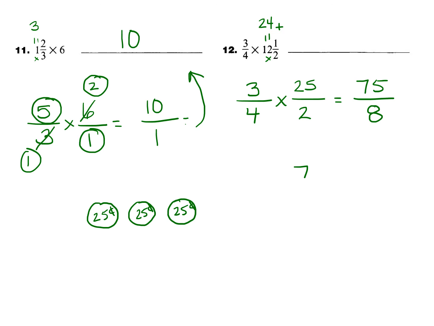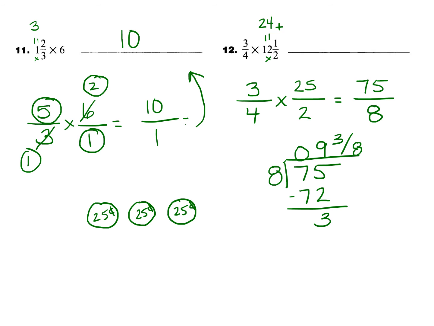This is an improper fraction, so I have to divide. 8 is not able to divide 7, but it can divide 75 9 times. 9 times 8 is 72, and when I subtract, I get 3 left over, which would be 3/8. So the answer is 9 3/8.